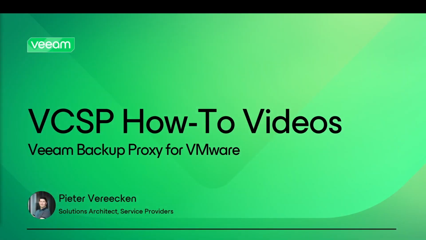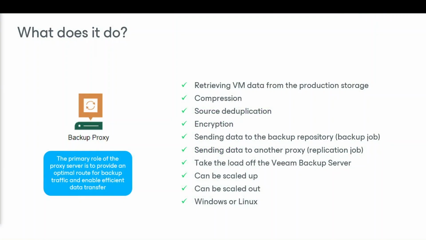My name is Peter, and in this video we're going to talk about the Veeam Backup Proxy for VMware. So first of all, what does it do? The backup proxy is responsible for retrieving the VM data from the production storage. You can look at it a bit as the workhorse that is going to read all the data from the virtual machines, read all the disks from the data store, and send it to the backup repository.